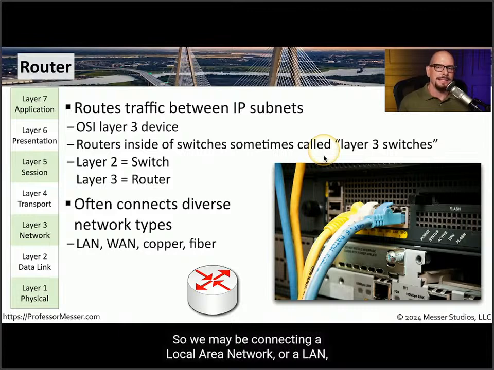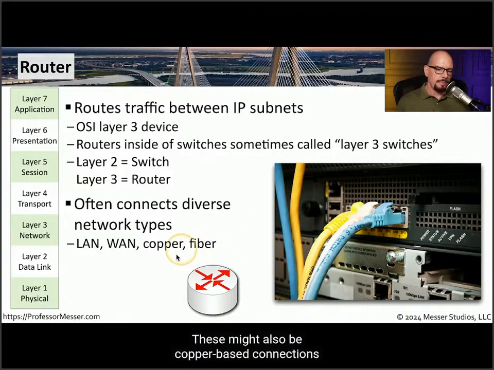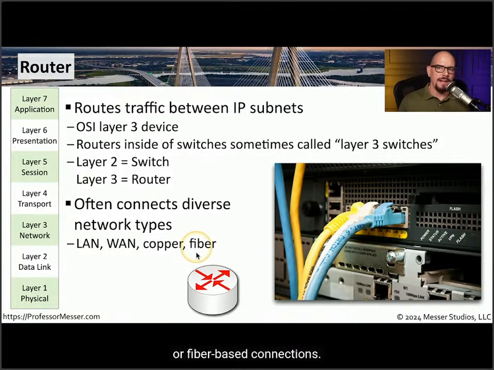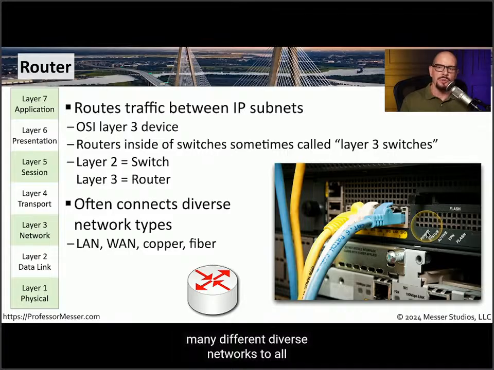These routers often connect many different types of networks. So we may be connecting a local area network or a LAN to a wide area network or a WAN. These might also be copper-based connections or fiber-based connections. So we may have routers with many different connections or interfaces on them, and we're connecting many different diverse networks to all of those different interfaces.